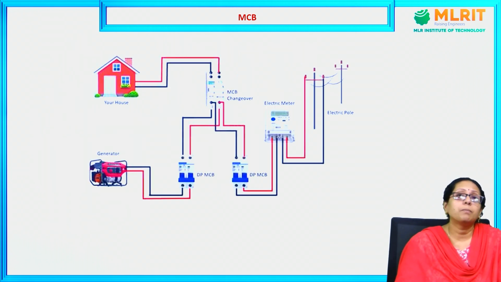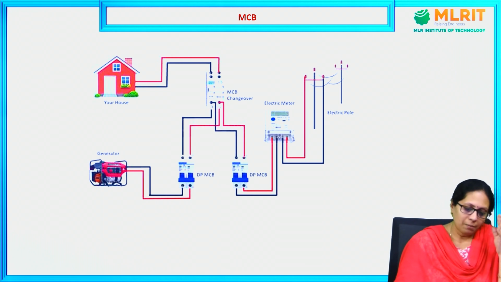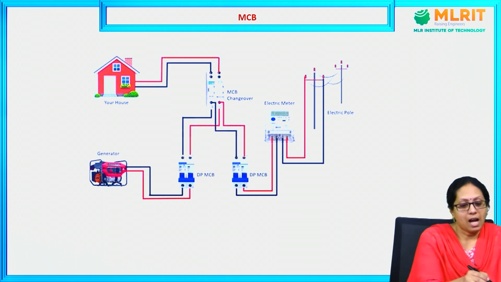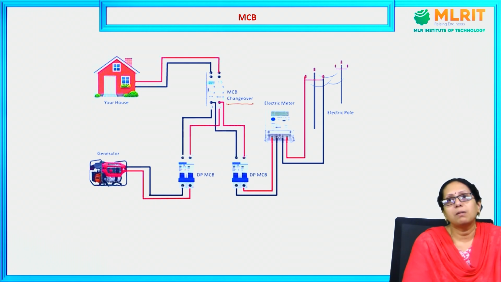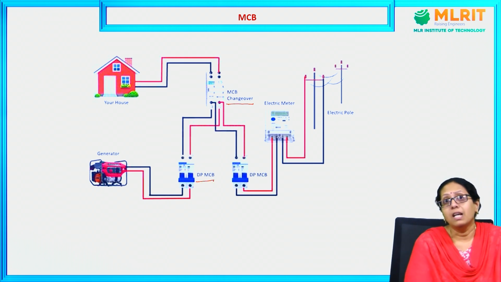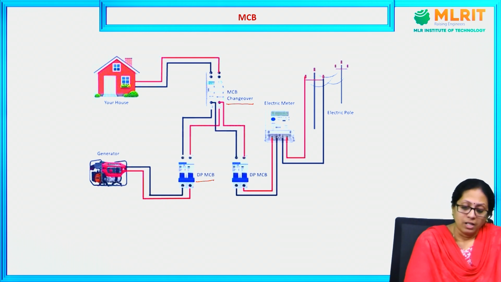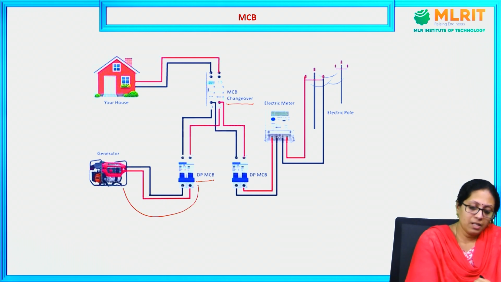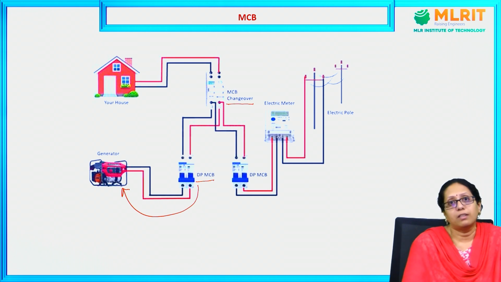This is another picture for knowing the MCB where the house is being connected to this changeover MCB. That changeover MCB is connected to DP MCB. DP is nothing but double pole MCB. Here this double pole MCB is connected to the generator.